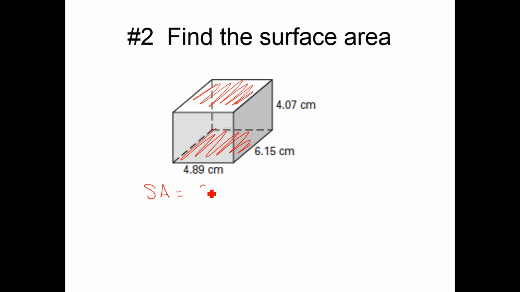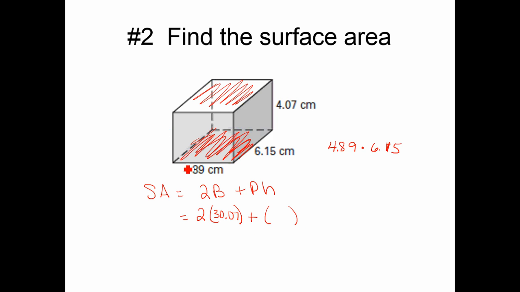We can go ahead and do 2B plus Ph, 2 times the area of the base. The area of the base in our case would be a rectangle, so we would take 4.89 times 6.15 to get the area of that base. And we get 30.07-ish, okay?